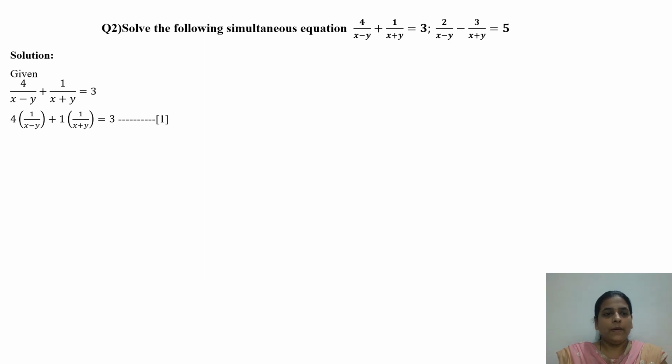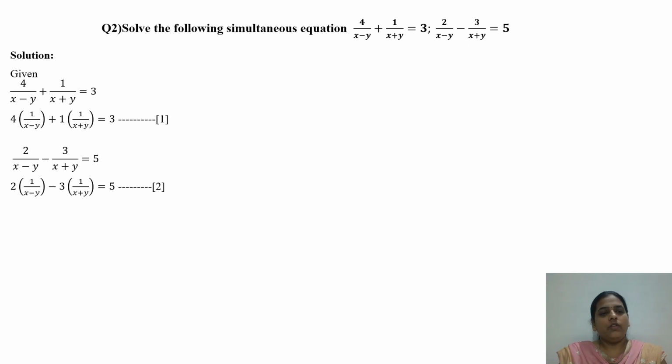Next, second equation is what? 2 upon x minus y minus 3 upon x plus y is equal to what? 5. After rearranging this equation, 2 taken outside of the bracket, that is 2 into 1 upon x minus y minus 3 into 1 upon x plus y is equal to 5. So this is your equation number 2. Okay.